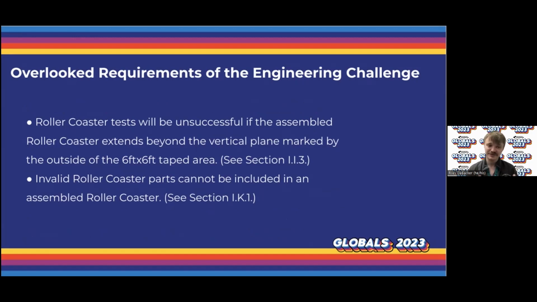The last two overlooked requirements we included: one is that roller coaster tests will be unsuccessful if the assembled coaster extends beyond the vertical planes marked by the outside of the 6 foot by 6 foot tape area. What that means is the outside of that taped area is the margin for where your roller coaster can sit. Even if the base of a roller coaster sits within that area, but part of it leans outside, then it's outside of that taped area, and that's going to be an unsuccessful roller coaster test attempt. So to avoid that, just make sure everything fits within that imagined vertical plane that extends up from that tape.